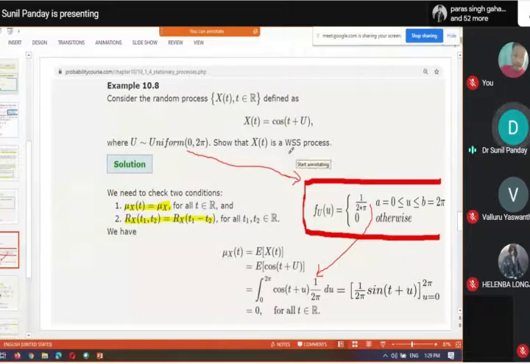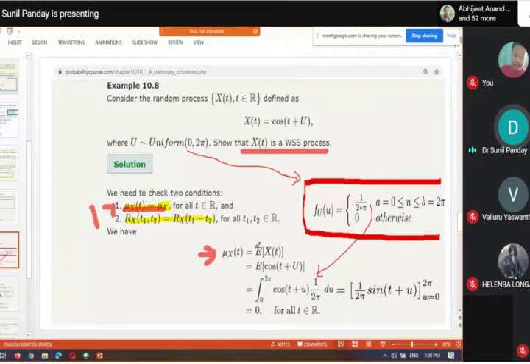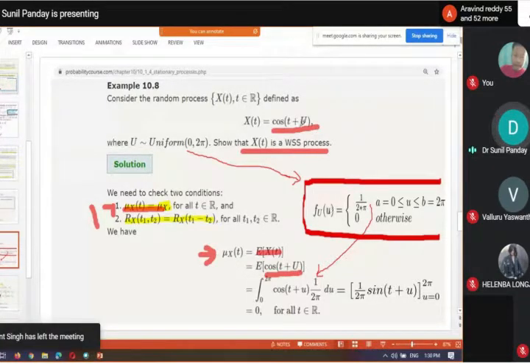So to prove that X(t) is wide sense stationary, we have to check these two conditions. First we calculate its mean function. What is the definition of the mean function? It is the expectation of X(t). X(t) means cos(t + U), so we write the expectation of cos(t + U), and here U is uniform on 0 to 2π. And we know the definition of uniform.